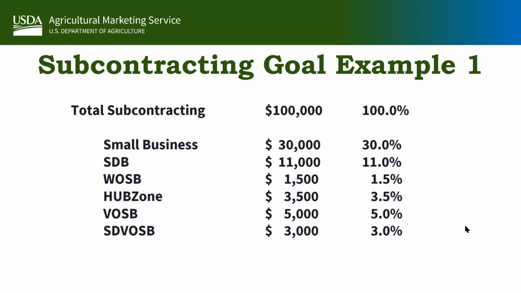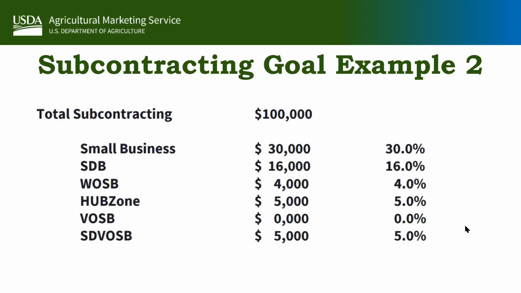And while it would be fantastic if the company met or exceeded each dollar amount and percentage in this subcontracting plan, we would understand that these goals are just that, they're goals. So as long as your company makes a good faith effort and documents how you are conducting and improving your outreach, you will not be penalized.